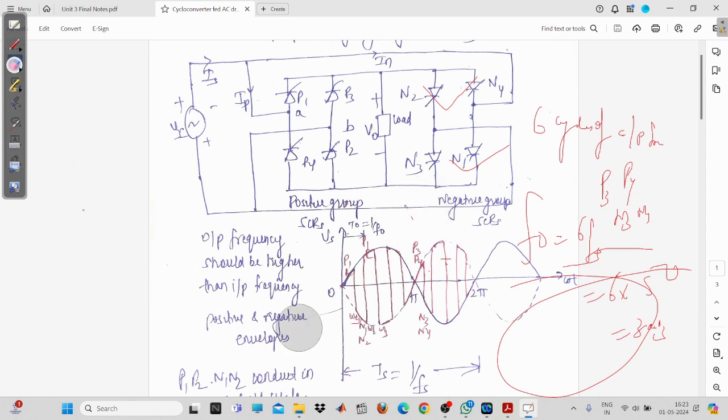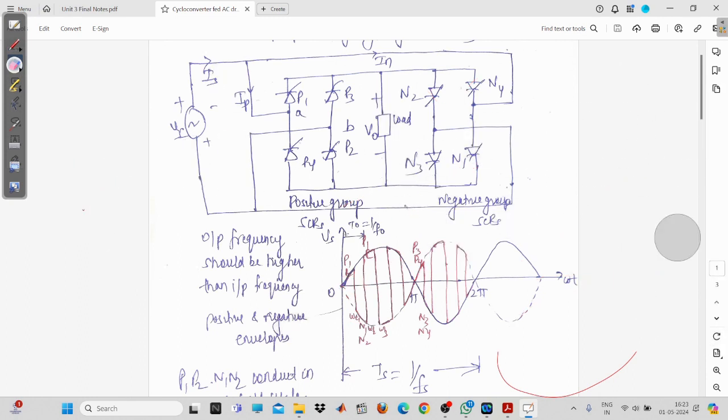Now, what about the step down cycloconverter? In this step down cycloconverter, it means that the output frequency should be less than your supply frequency.